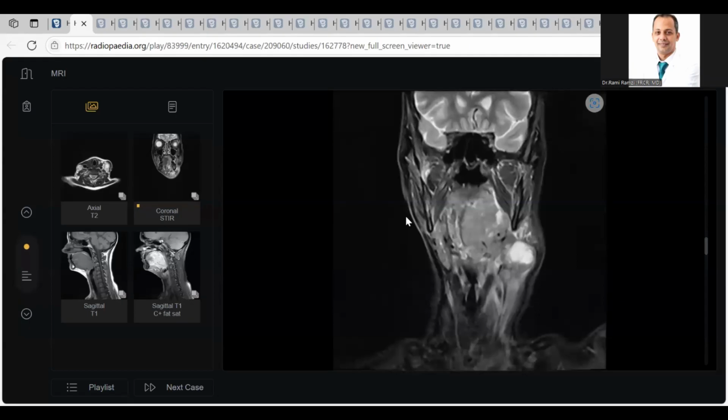What happened here? It is reaching till the larynx and also involving the epiglottis. You are not very far.